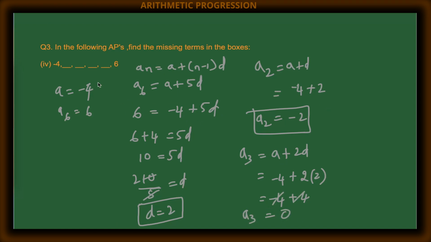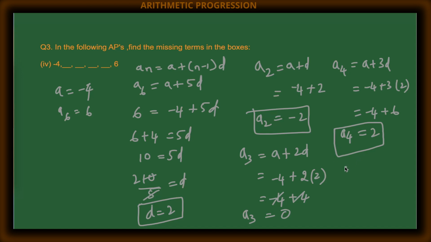Okay, so how many terms you need to find? A2, A3, A4, A5. We need to find A4, A5 as well. So let's find A4. A4 is equal to A plus 3D. A we have, yes, minus 4 plus 3 into 2. Minus 4 plus 3 twos are 6. It becomes 2. A4 is 2.